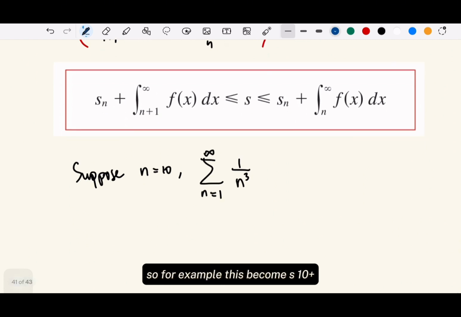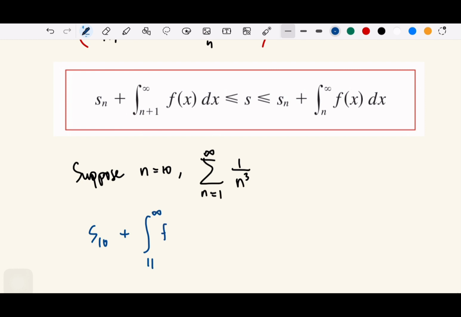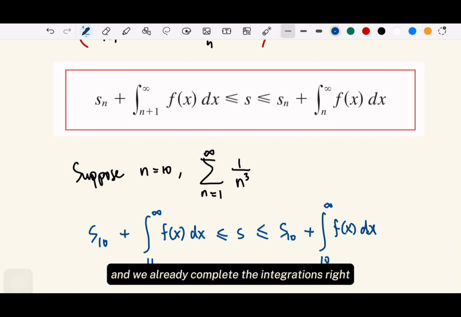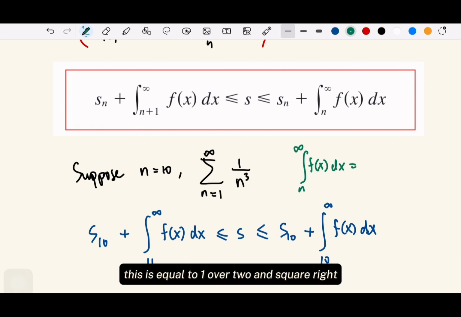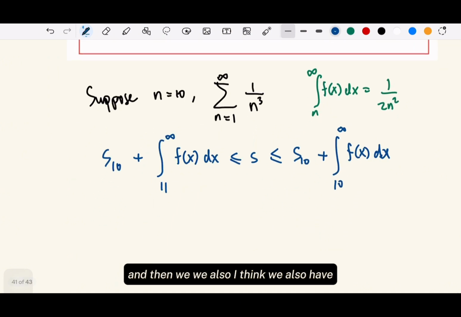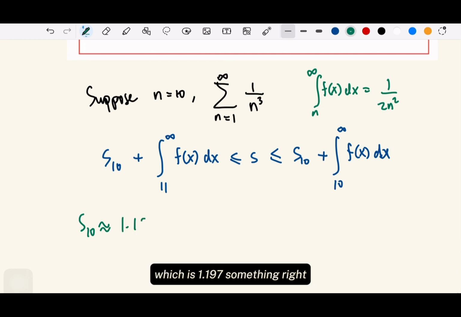So for example, this becomes S10 plus the integral from 11 to infinity, and this becomes S10 plus the integral from 10 to infinity of f(x) dx. We already computed the integration, right? It is equal to 1 over 2n squared, so we could just exchange it with 1 over 2n squared. And I think we also computed S10 from the previous calculation, which is 1.197 something, right?